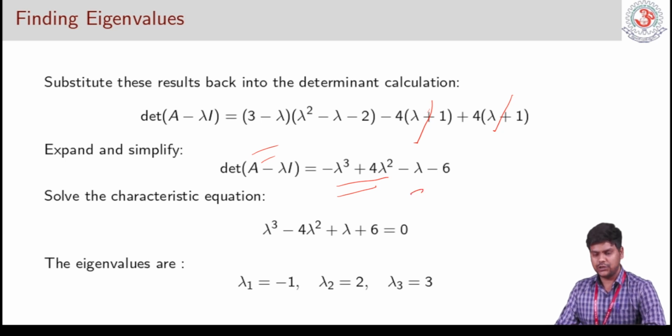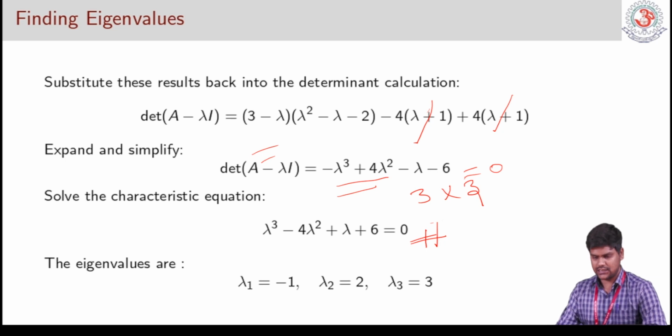So we took a 3 cross 3 matrix, so we are getting a degree 3 polynomial. This is nothing but our characteristic polynomial. If you equate this polynomial to 0, that is our characteristic equation. To get the eigenvalues, we need to find the roots of this characteristic equation.